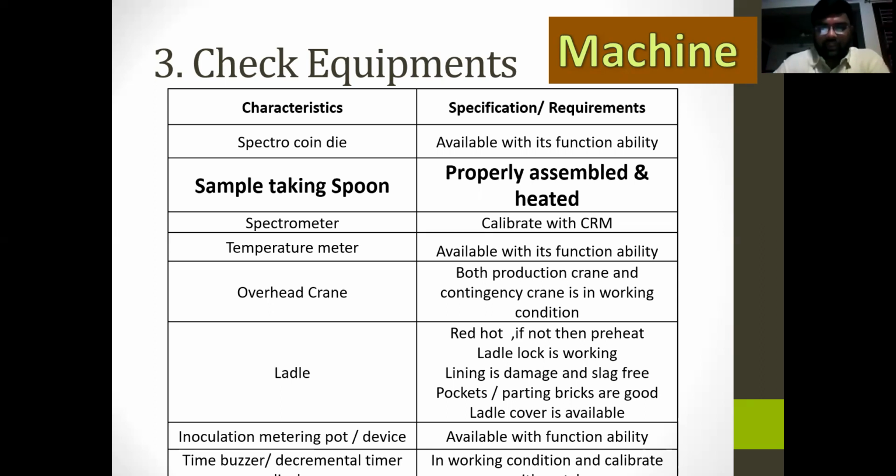Then the spectrometer, you should have calibrated it with the CRM. Then temperature meters available with their functionality, you must have checked that. Then the overhead crane for the pouring: both production crane and contingency crane should be in working condition. Then the ladle should be red hot. If not, then preheat. Then the ladle lock is in working condition to avoid any accidents. Then the lining should be damage and slag free for the ladle.